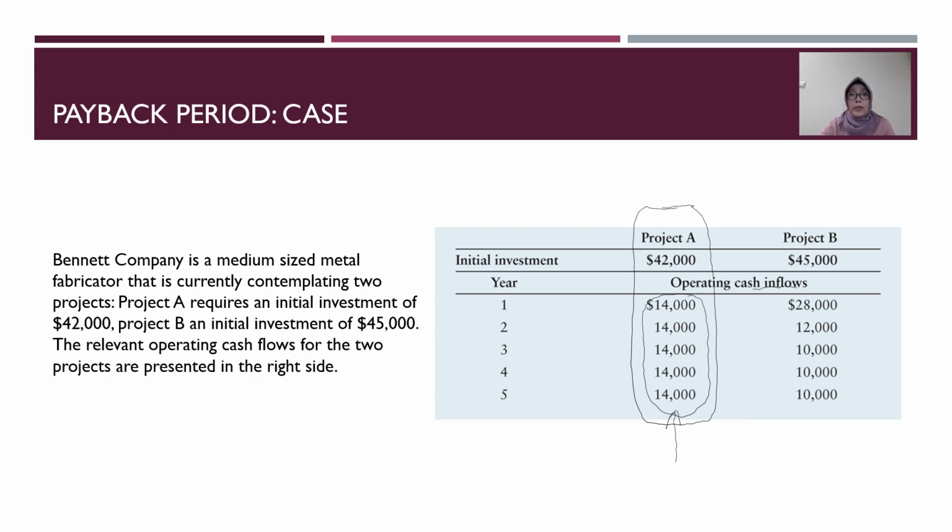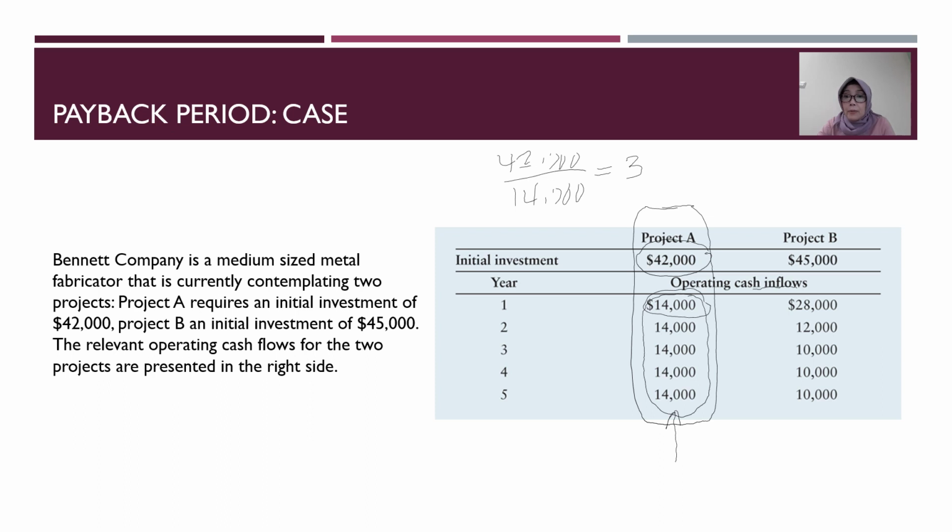For the annuity cash flow, it is very easy to calculate the payback period. We can just divide the initial investment by the amount of annuity cash inflow itself. So in this case, we can divide 42,000 by 14,000. So we have 3. So the payback period for Project A is 3 years. Very easy, right? Now we move to Project B.